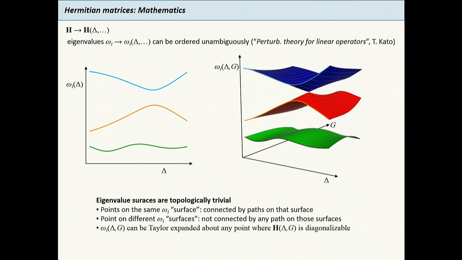So whenever everything that I just told you applies, whenever the eigenvalues can be Taylor expanded, which is to say whenever the Hamiltonian can be diagonalized, so whenever that happens, closed loop operations are not going to do anything interesting for you. So when can a matrix not be diagonalized?